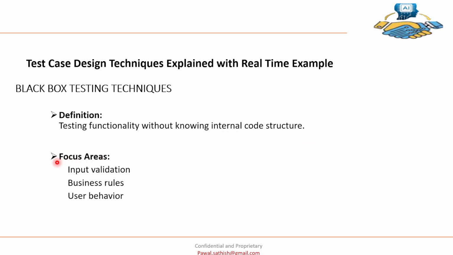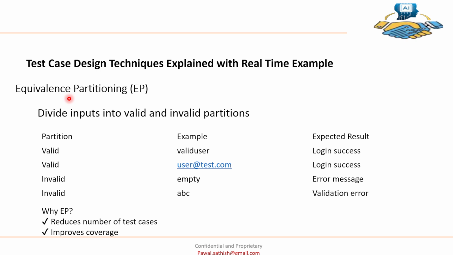Now if you see, the main focus of black box testing is input validation, then business rules, and user behavior. Now in black box testing, first we'll start with equivalence partitioning. It divides the inputs into valid and invalid partitions. So now here you can see we have a valid username, and here you can see login success. For an invalid or empty username, it will give the error message.